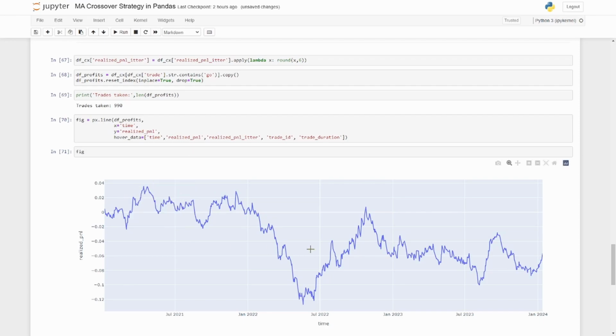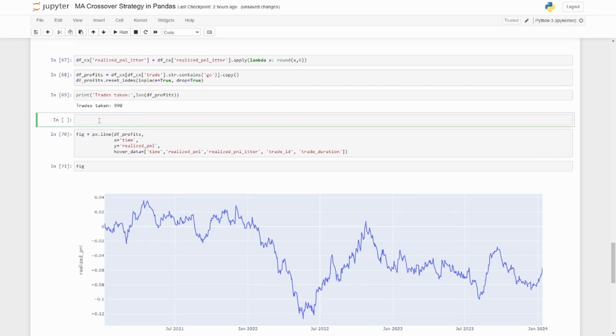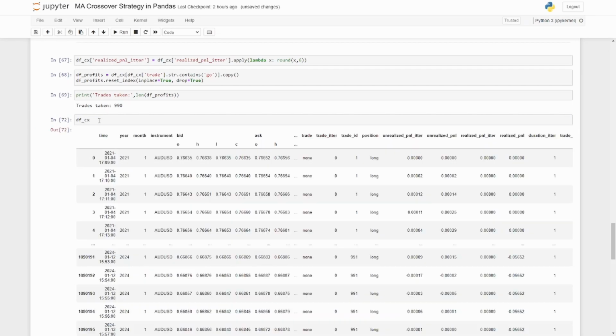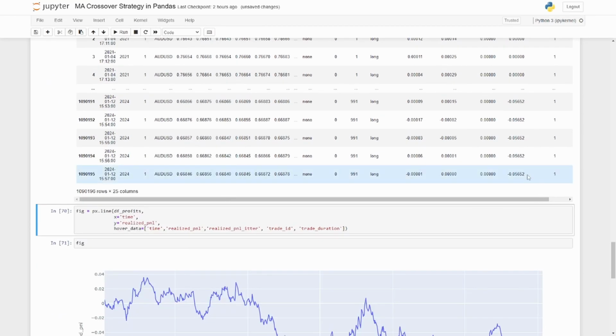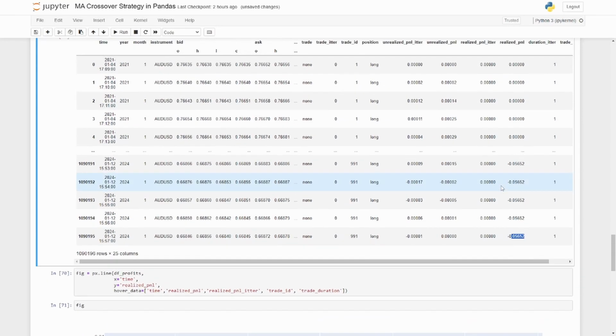the profit over time. So now here we see that the realized P&L, it's negative 5 cents, right? So it's like negative 5.6 cents. So here we are, negative 600 pips, something like that. And we can look at the data frame just to validate. Here we are, negative 560 pips.